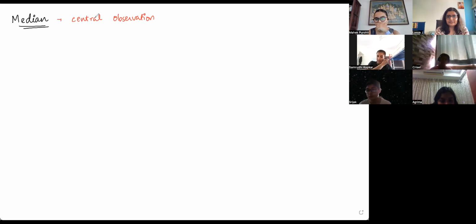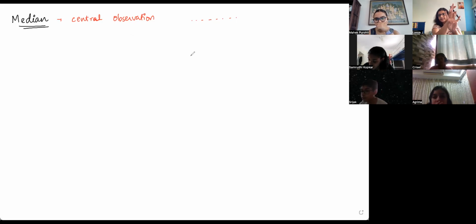Yes. So it's basically the central observation. If you have a bunch of observations, arrange them all in ascending or descending order. That is quite important. Once you put them in order, whichever observation falls right in the center is your median. If there's an odd number of observations, it's pretty easy. Like, agar 5 hai, the centermost will be your median. But if there's an even number, you take the center 2 and average them out. दोनों के बीच में जो भी है, that will be the median.